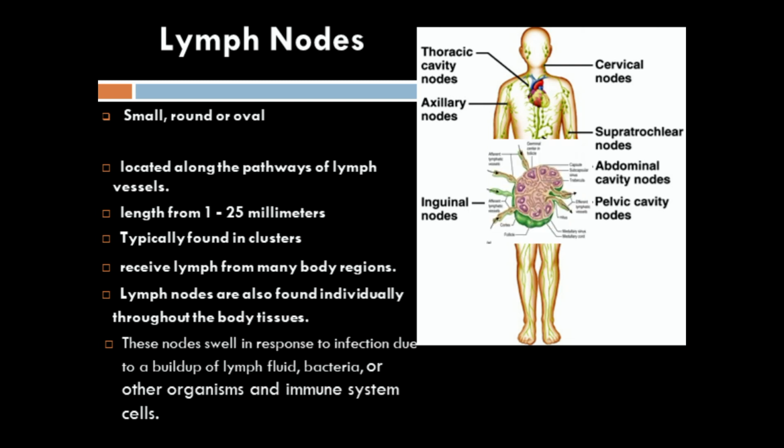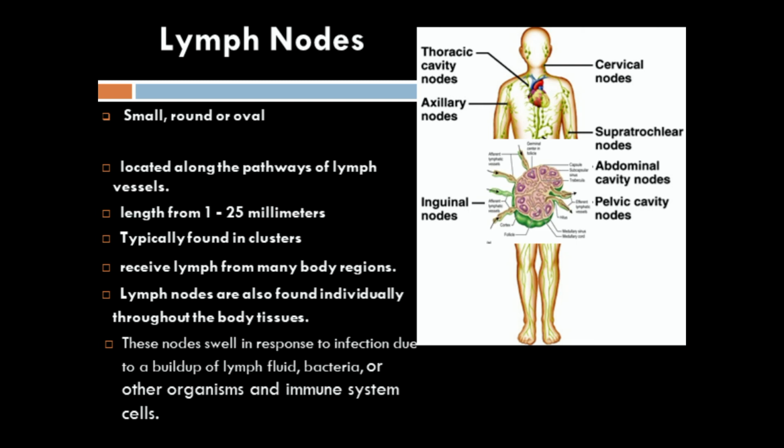You see that there are thoracic cavity nodes, cervical nodes, axillary nodes, supratrochlear nodes, and then abdominal cavity nodes, pelvic cavity nodes, and inguinal nodes. So these are the different lymph nodes present in our body. That picture also shows a cross section of a lymph node, right.